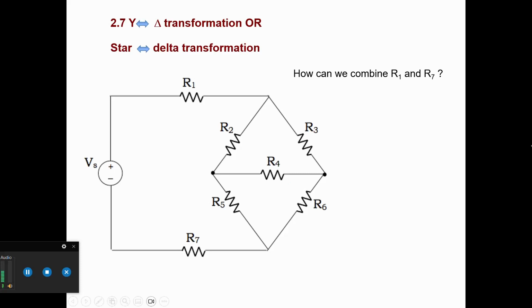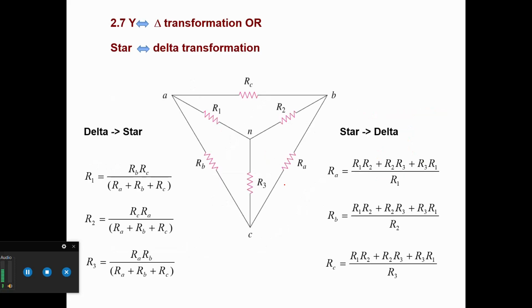So far we have seen only two configurations, series and parallel. There can be circuits with configurations that cannot be defined in terms of series and parallel. So we will look at these in fast forward. They are called star and delta.